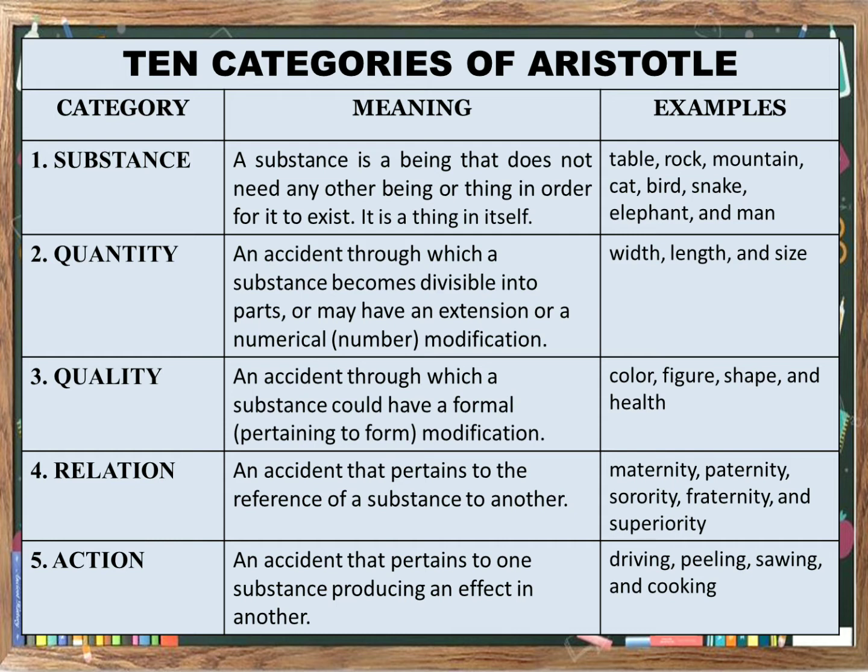Third category is quality. An accident through which a substance could have a formal modification, pertaining to form. For examples, color, figure, shape, and health. Fourth category is relation. An accident that pertains to the reference of a substance to another. For examples, maternity, paternity, sorority, fraternity, and superiority.